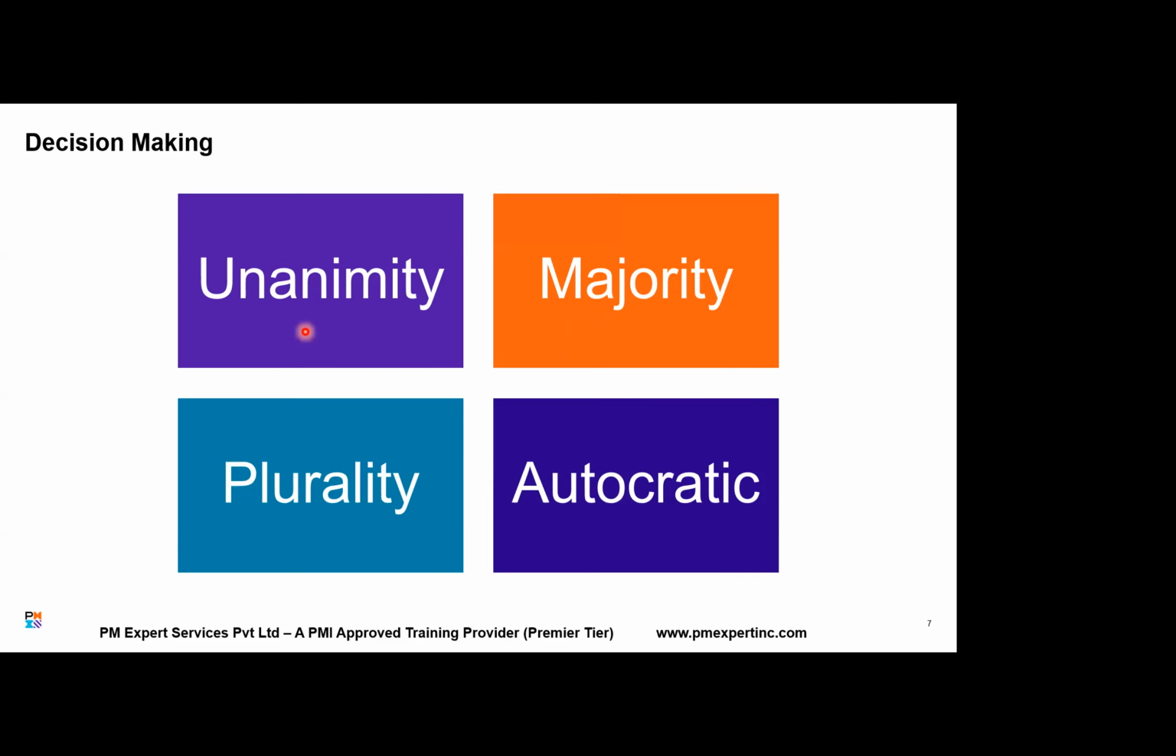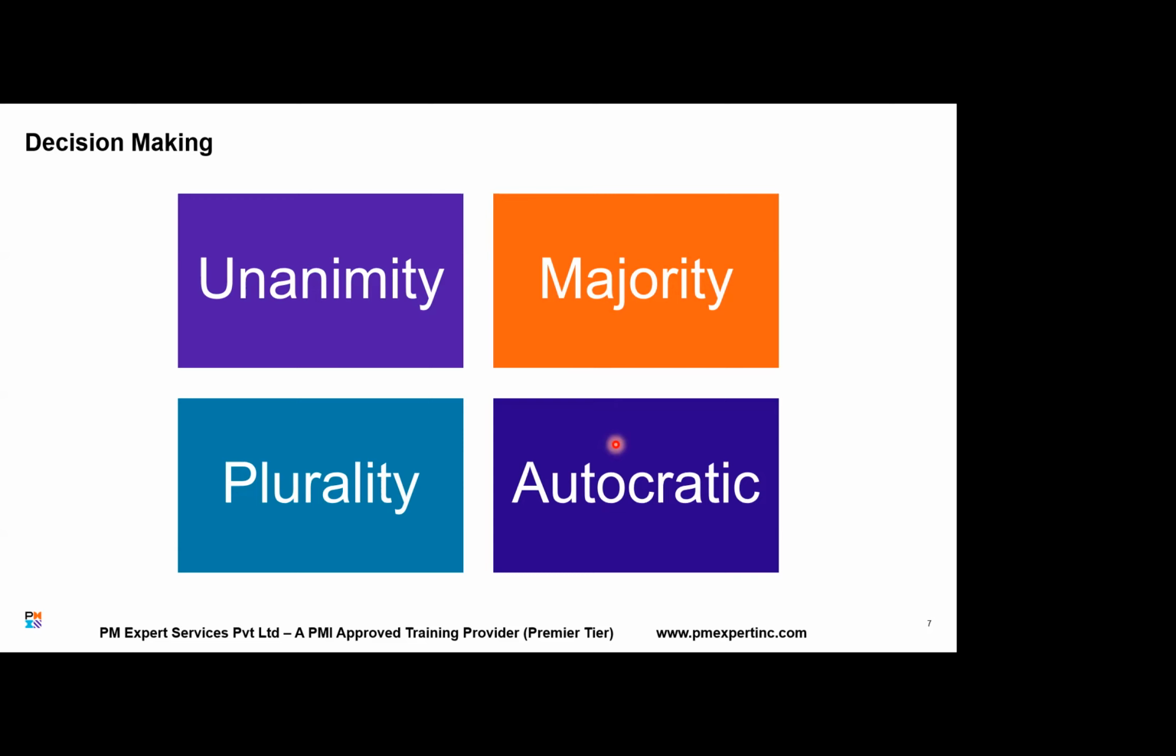Many times, if you are getting unanimity, it is well and good, right? But do you think it's so easy to get unanimity for everything? No, right? So I think unanimity, majority, or autocratic. But nowadays, I don't know why they have retained it here, because they have used very modern techniques also. Nowadays, people prefer another technique, right?